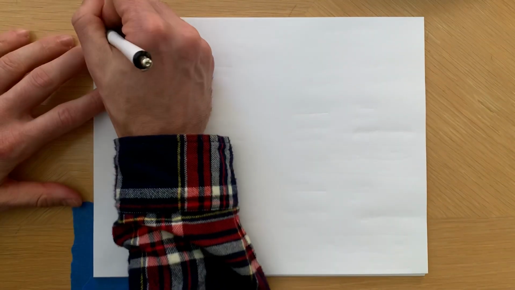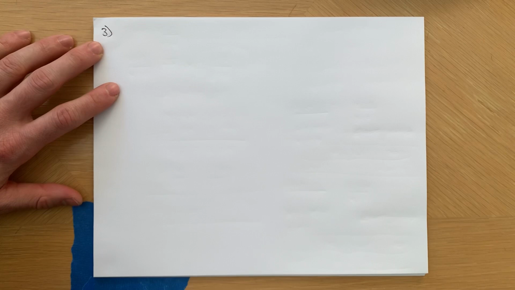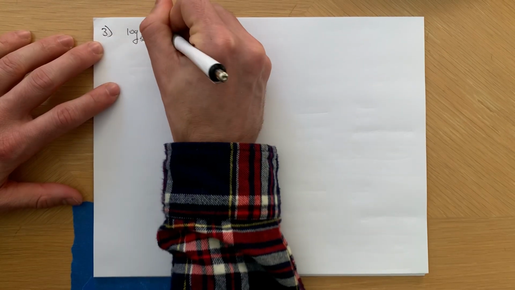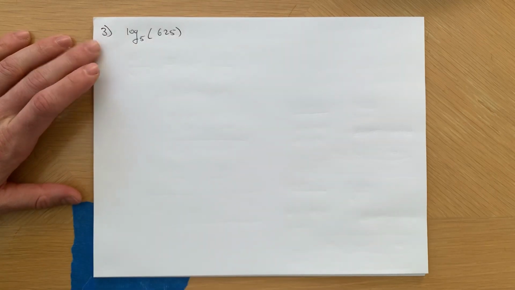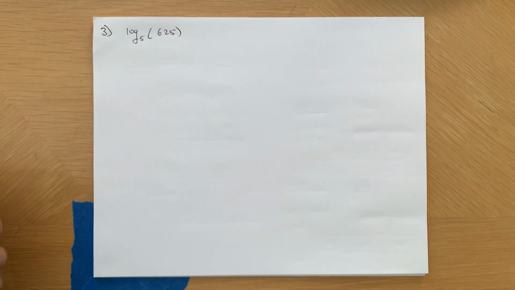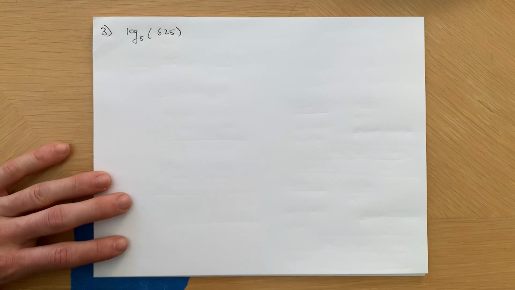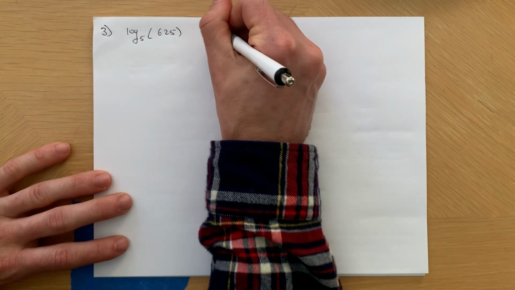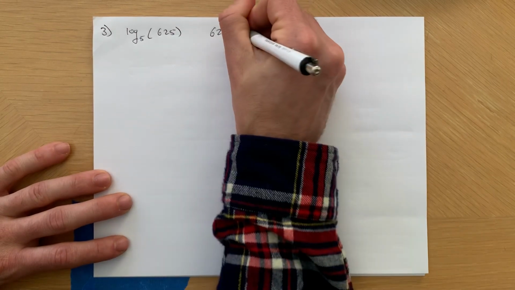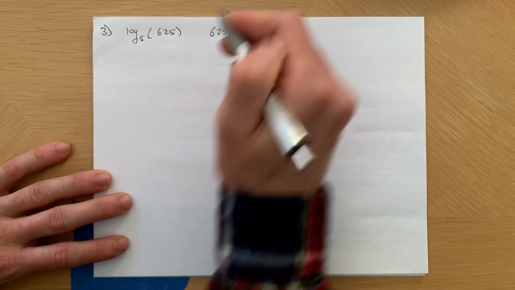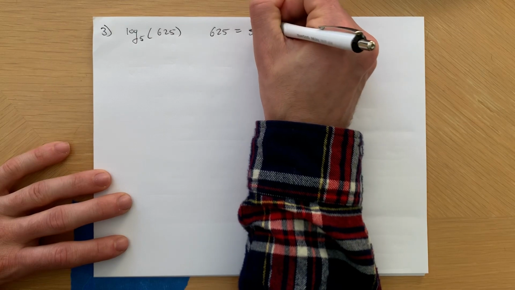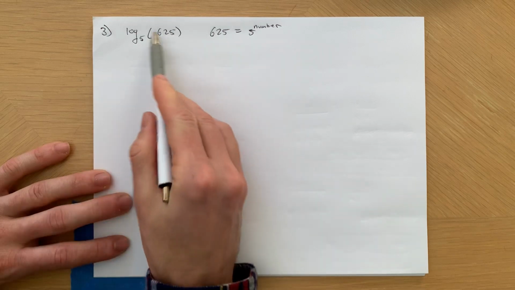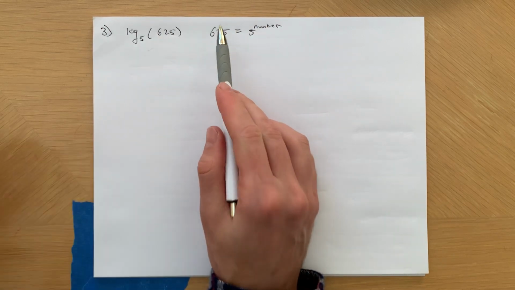The third problem, what we want to do is calculate this, log base 5 of 625. Whenever it's having you do these types of problems, this inside piece, the 625, is going to be able to be written as this base 5 to some number. And so the first thing to do to solve this problem is figure out 5 to what number is 625.